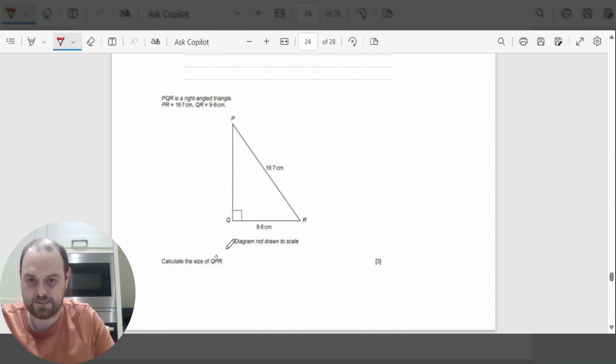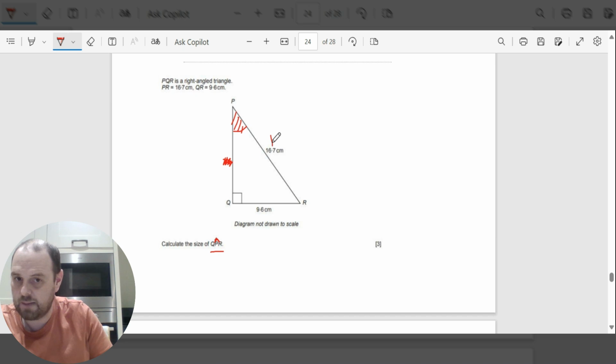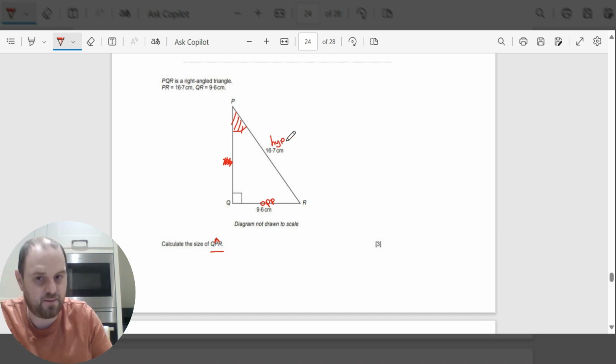Calculate, right. Looks like Pythag, doesn't it? If the question said work that out, oh my God, but it doesn't. The question says calculate the size of angle QPR, and as soon as you see one of these little roofs, that's an angle. Q, P, R, and the important letter is the middle one, which is P, okay? Hypotenuse. Because it's to do with an angle, it's trig. Pythag is when we don't care about angles, okay?